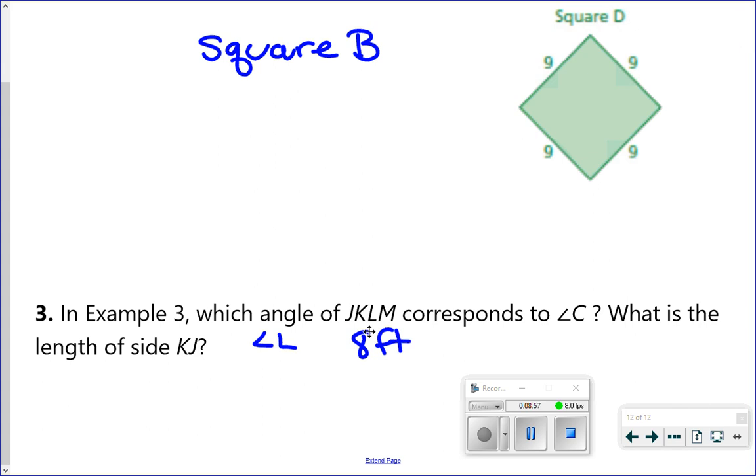All right, and that's it. That's all you need to know about congruent figures.